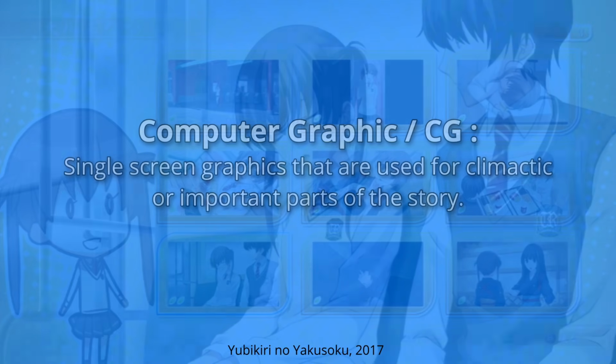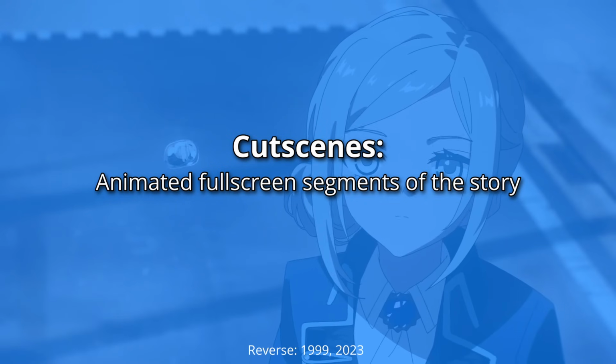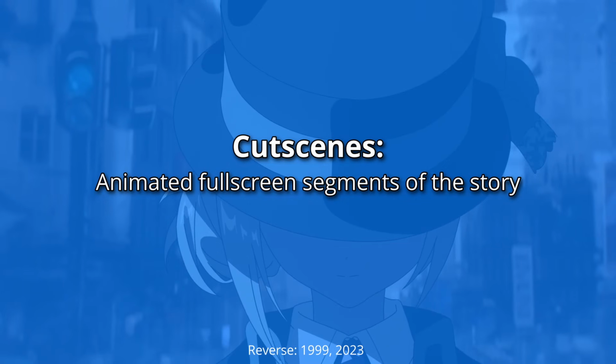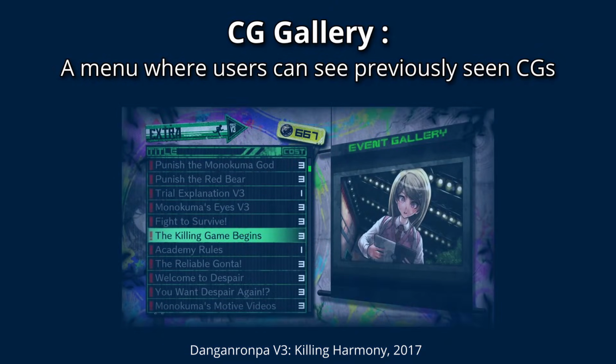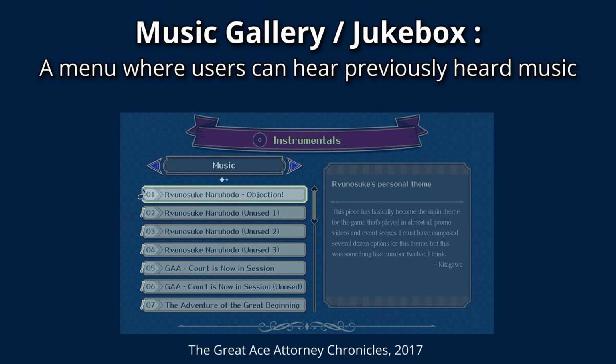As the story advances, you'll see CGs, unique pieces of art used only in one part of the story, or cutscenes, which are animated parts of the story, usually with voice acting. To let users see them again, there will be a gallery to see all the CGs, a replay gallery to show the cutscenes, and a jukebox to hear all of the game's music.